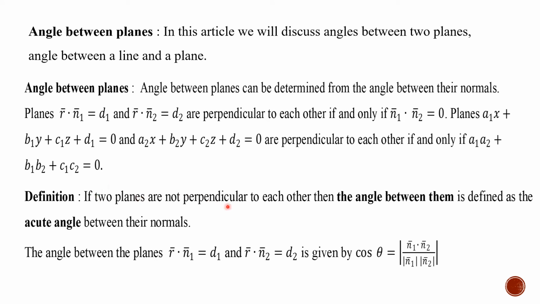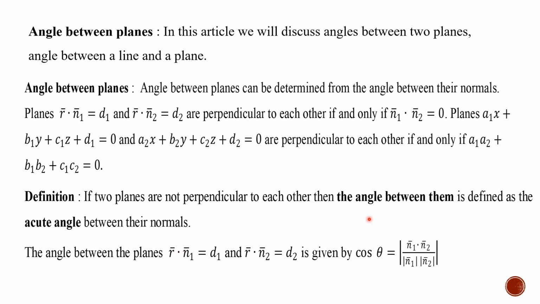Definition. If two planes are not perpendicular to each other, then the angle between them is defined as the acute angle between their normals. The angle between the planes r̄·n̄1 = d1 and r̄·n̄2 = d2 is given by cos θ = |n̄1·n̄2| / (|n̄1||n̄2|).